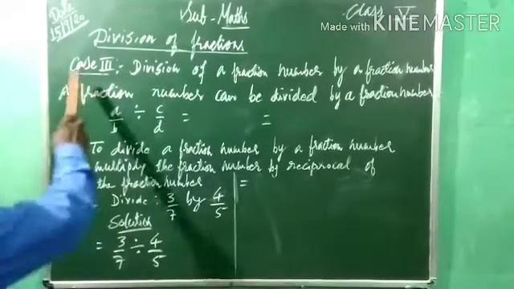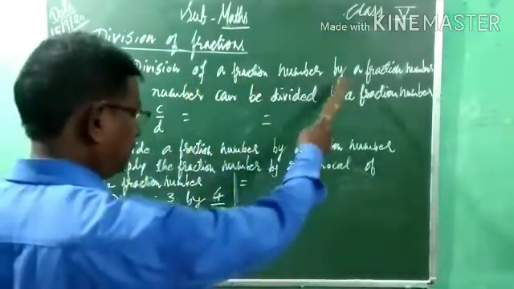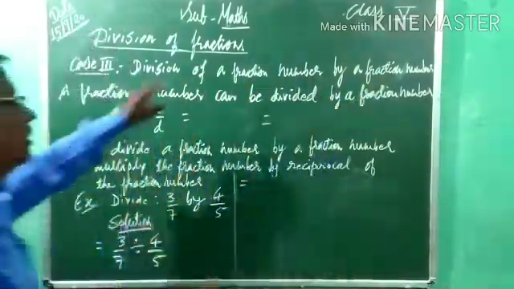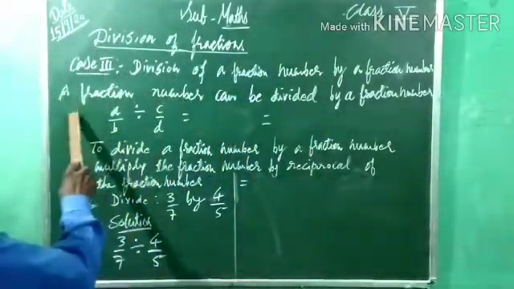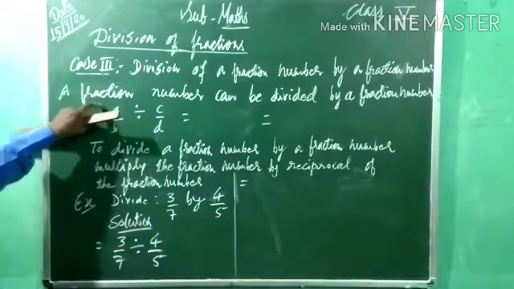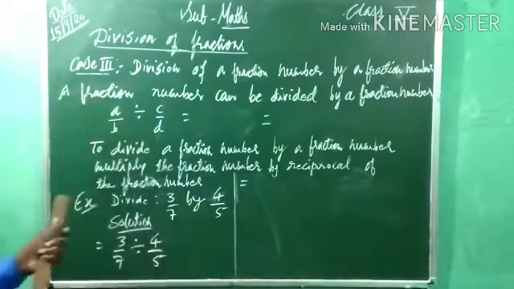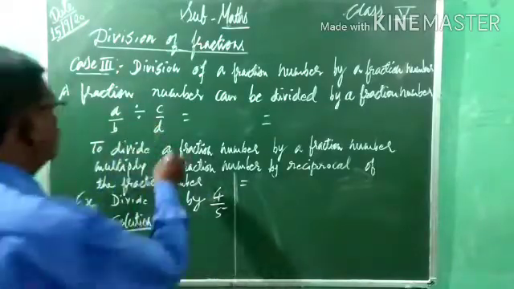Now case number three. Case three, division of a fraction by a fraction. Okay. If both numbers are fractions, then how to solve the given example. A fraction number can be divided by a fraction number. For example, here given a by b, and here divided by c by d. Then how to do it here?